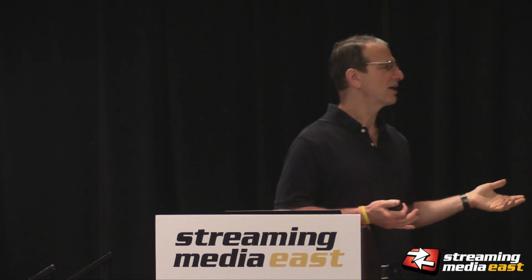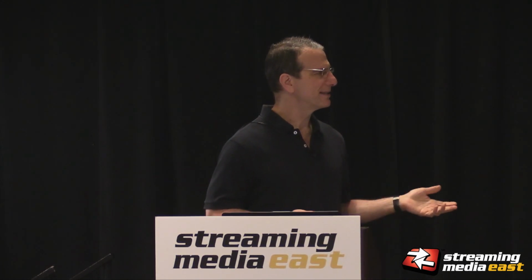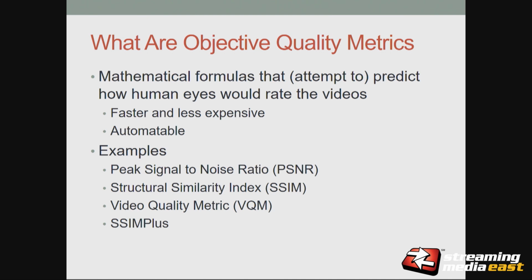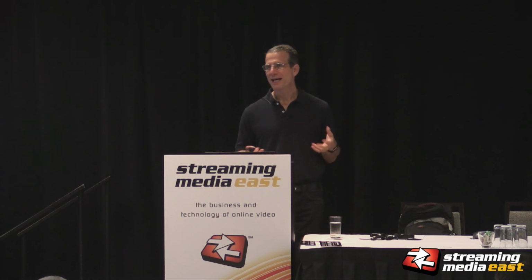And some of the examples, the most common ones you've heard about, are peak signal to noise ratio, PSNR, structural similarity index, or SSIM. Video quality metric is not that well known, and then SSIMplus. So these are examples of objective quality metrics, and the new one, which we'll look at in a second, is from a company called Netflix. You may have heard of it, it's a new metric called VMAF, and that is from Netflix.